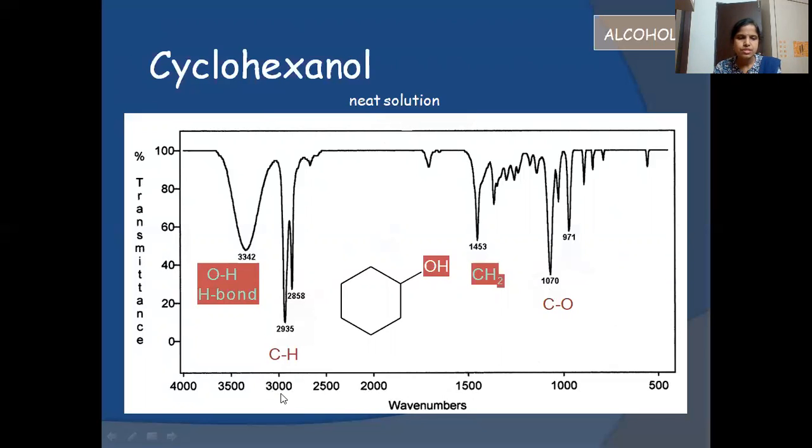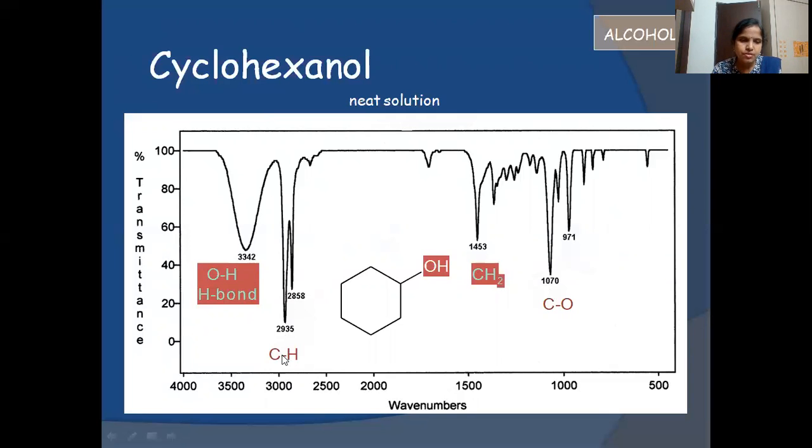At 3000 cm inverse, if we have a band just below 3000, here as we can see 2935 and 2858, these bands are due to sp3 CH stretching vibrations. Two bands appear because of asymmetric and symmetric sp3 CH stretching vibrations.